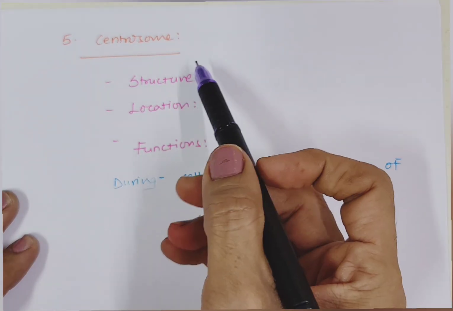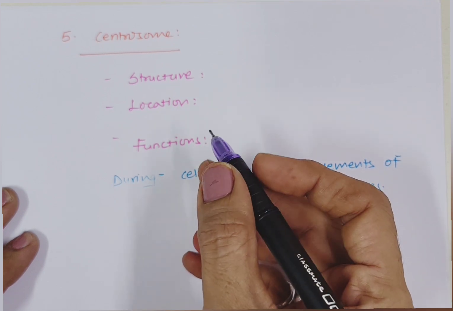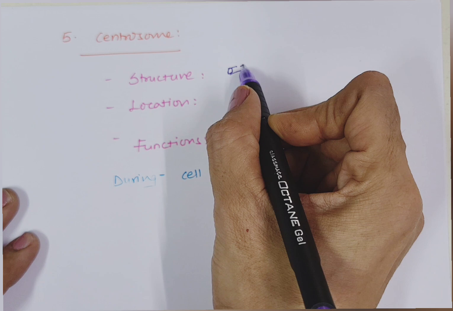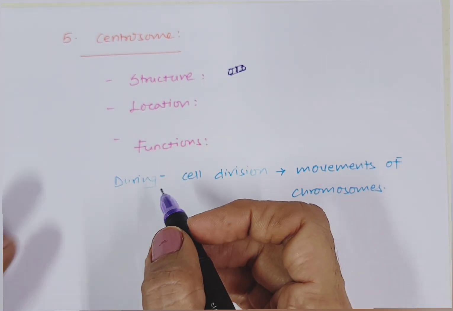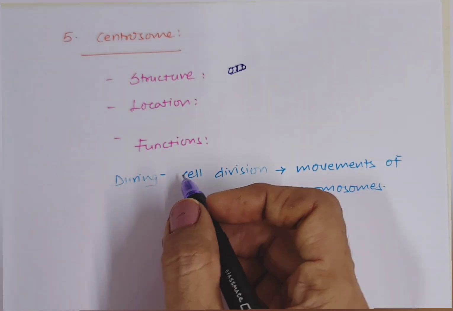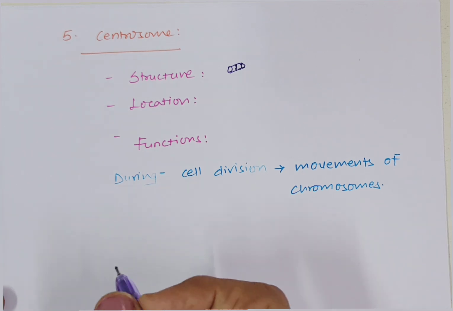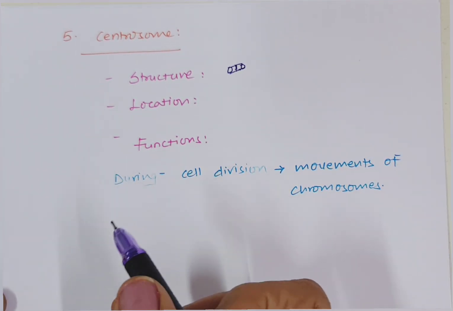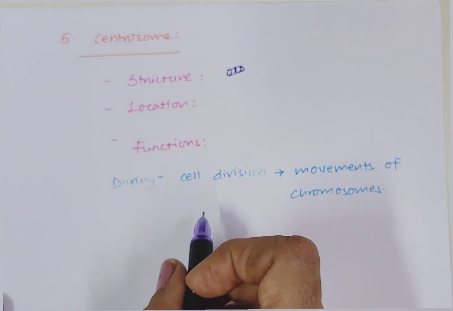The next organelle is the centrosome. Structurally, these centrosomes are two short cylinder-like structures. They are visible only during cell division. They are located mainly near the nucleus, because at the time of cell division, the movement of chromosomes follows the movement of centrosomes. They are located at right angles to each other.